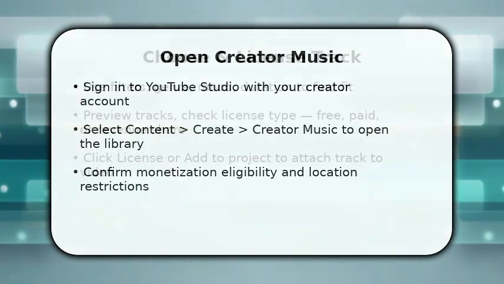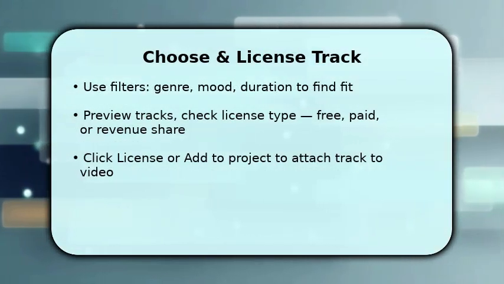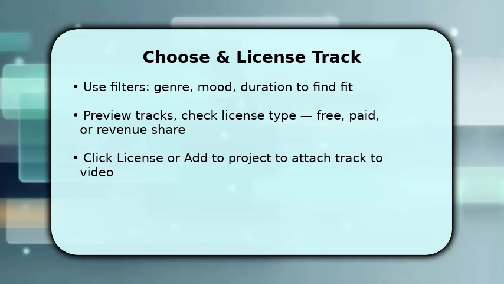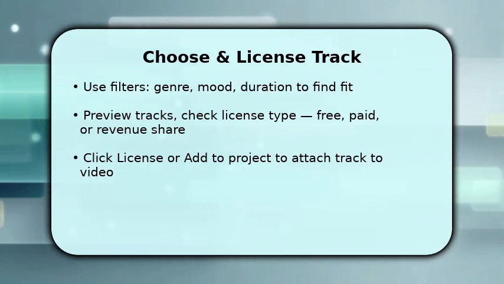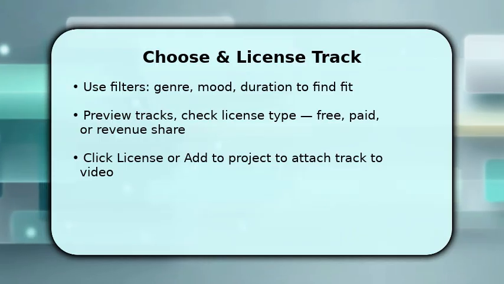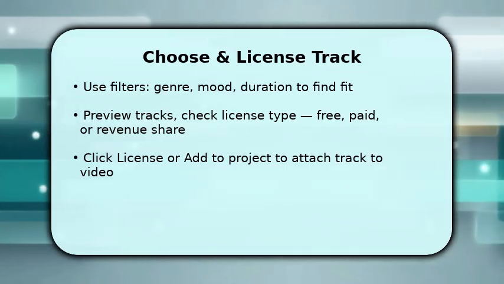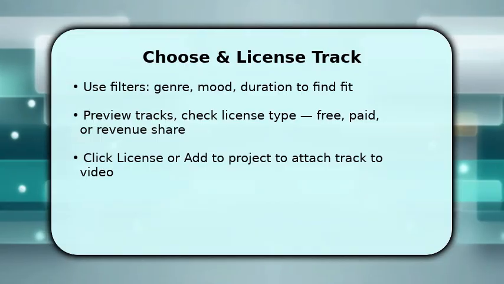Now you choose and license a track. Start by filtering for genre, mood, and exact duration to match your edit. This reduces back and forth. Preview multiple clips and listen for where you'll cut or loop. The preview shows real timing. When you pick one, read the license. Free, paid, or revenue share affects monetization and claims. Then click License or Add to Project. That action binds the license to your video and creates metadata, so YouTube can track rights automatically.